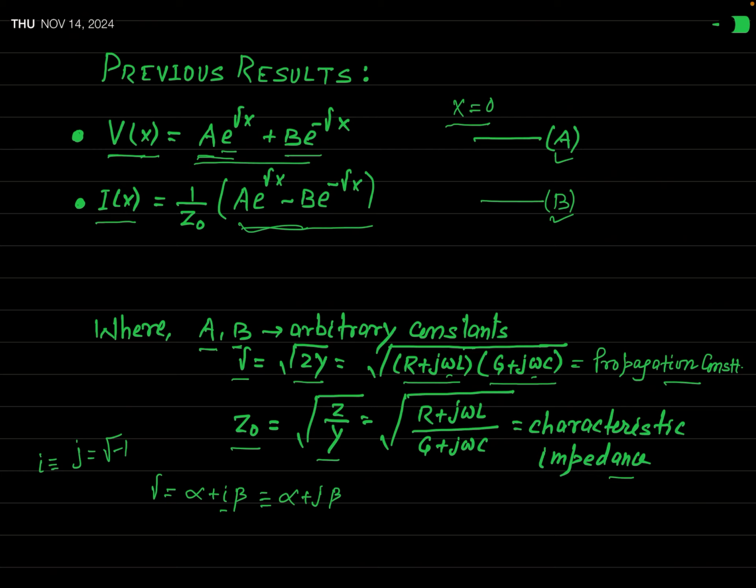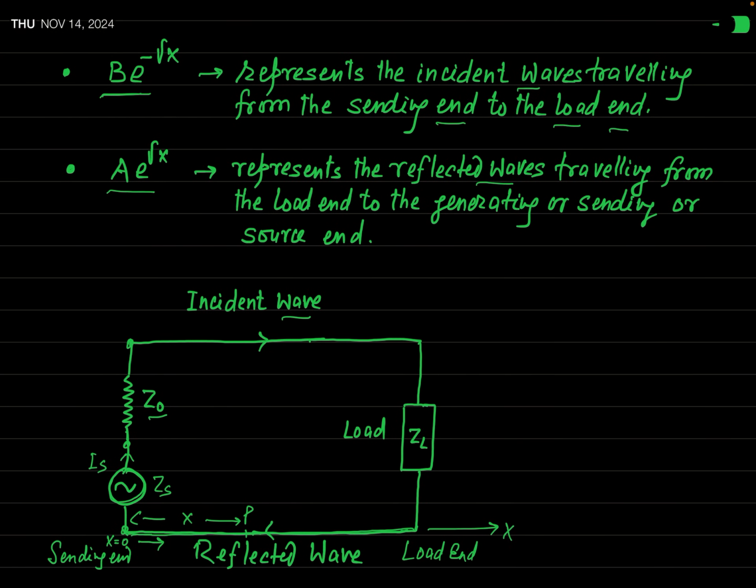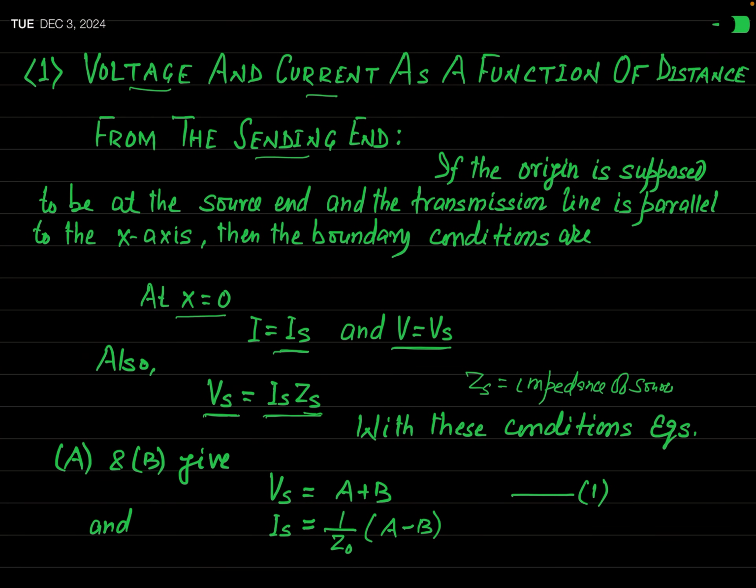So when you apply that boundary condition on this equation A, your result will be Vs equal to A plus B. This is just a very simple calculation. Again we will apply the same boundary condition on the current equation, and you have seen that the current equation is I of x is equal to 1 over Z0 times A e to the power gamma x minus B e to the power minus gamma x.